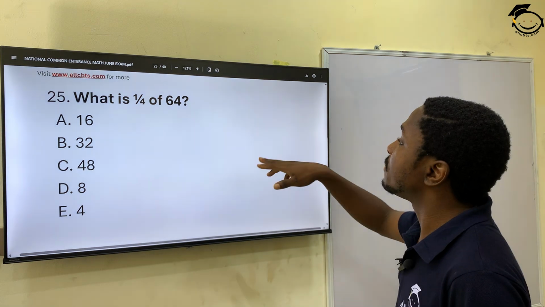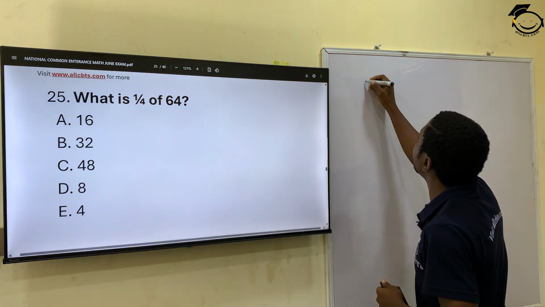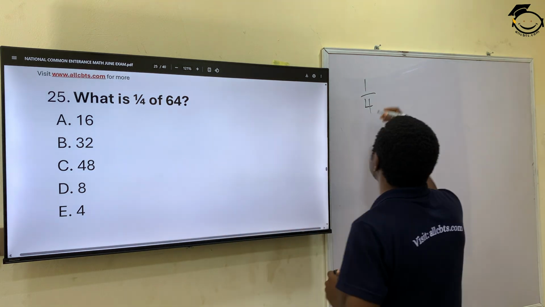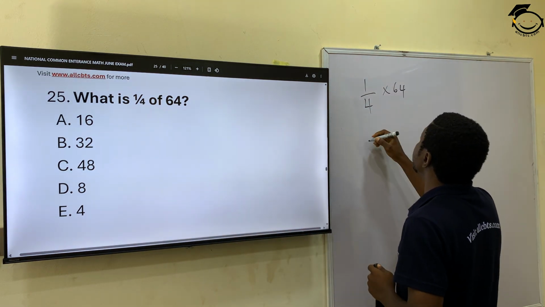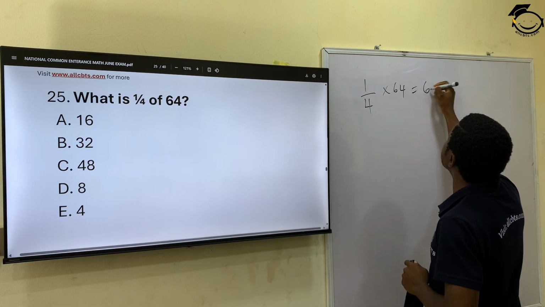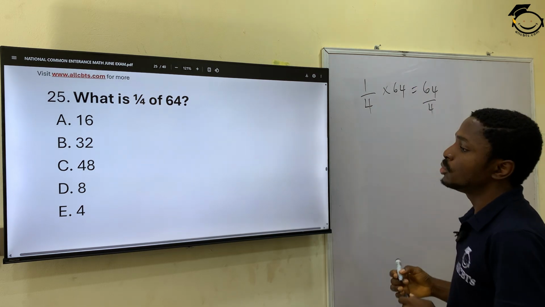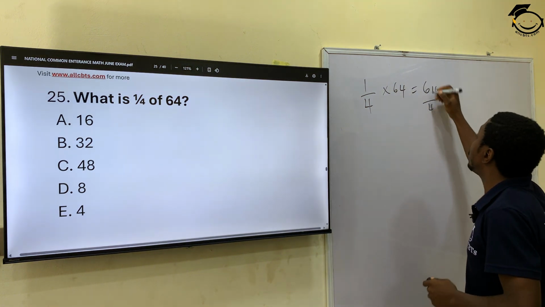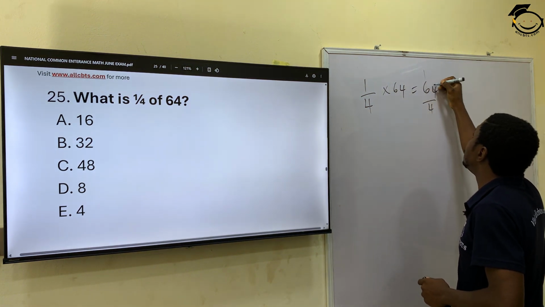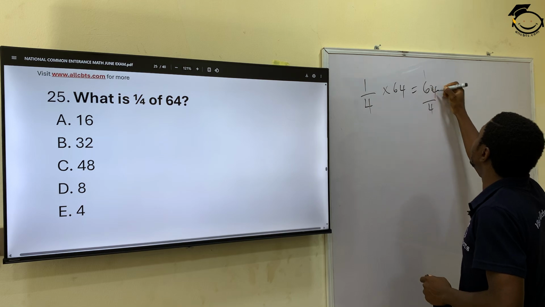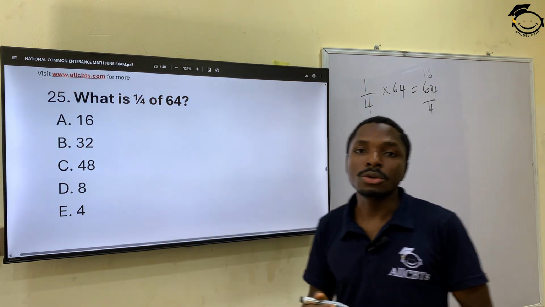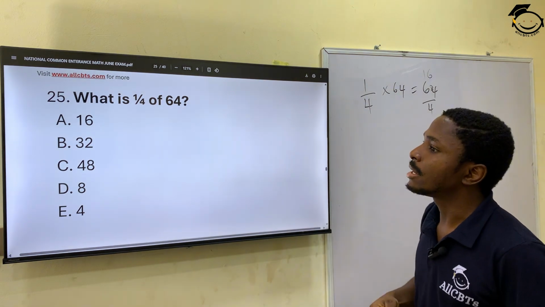25. What is 1 over 4 of 64? So 1 over 4 of 64 will simply mean 1 over 4. I told you that anywhere you see of, it also means times. 1 over 4 times 64. So that will be what? 64 over 4, which will be what? When you divide it, it will give you 16. Okay, let's do it. 4 in 6, 1, remaining 2, right? 4 in 24, 6. So which is what? 16. So option A is the correct answer.